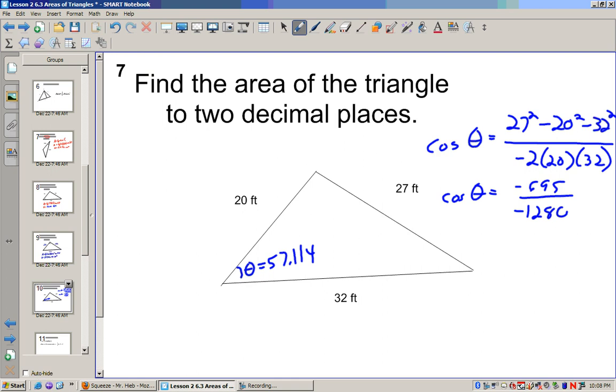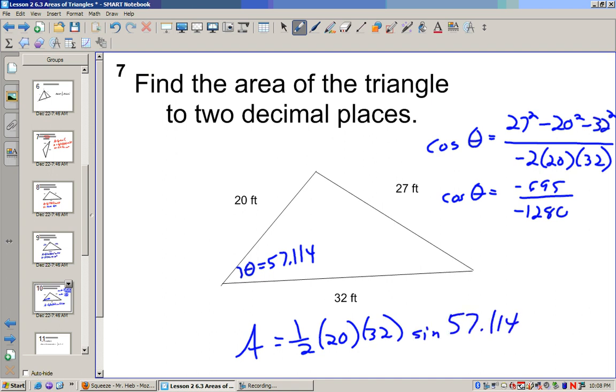57.114. So now if I want to find the area, that's going to be 1/2 times 20 times 32 times the sine of 57.114. So 0.5 times 20 times 32 times the sine of our previous answer. My area is equal to 268.72 feet squared.